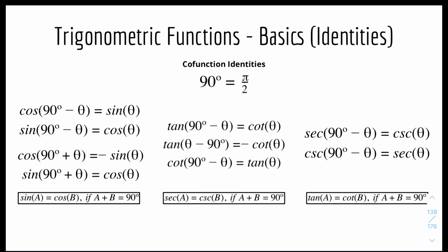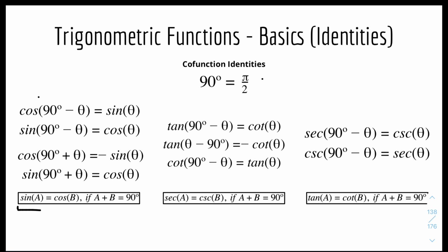Then we have some basic identities, the co-function identities. Number 1, we have cos and sine. How they relate is that cos of 90 degrees minus theta is equal to sine theta, and sine of 90 degrees minus theta is equal to cos theta.